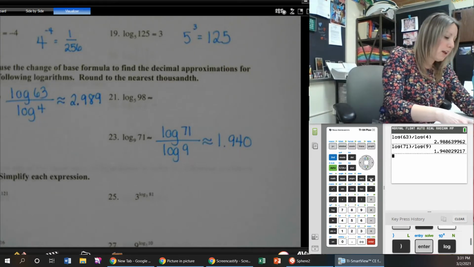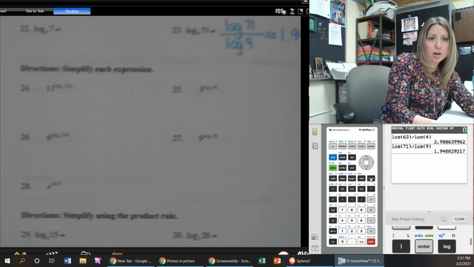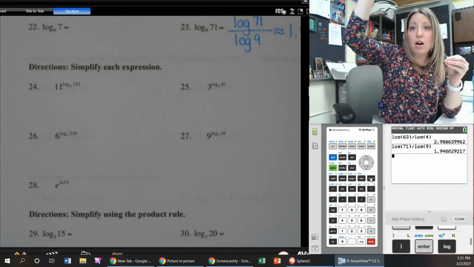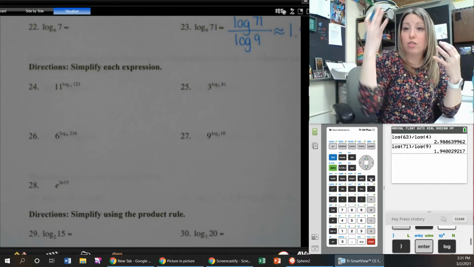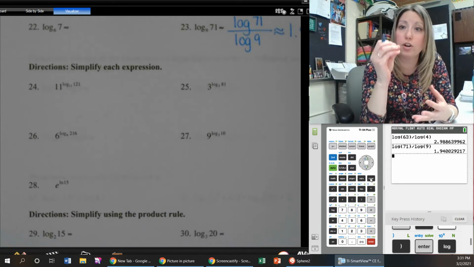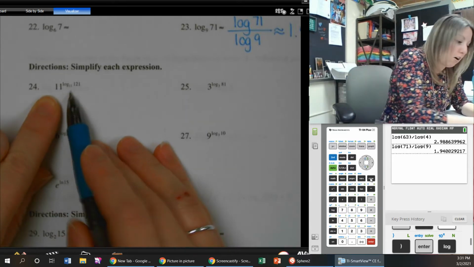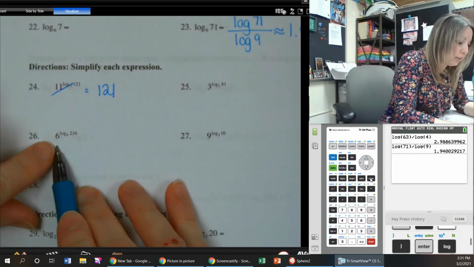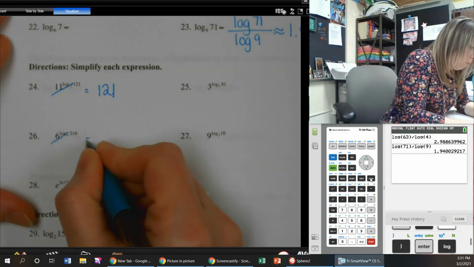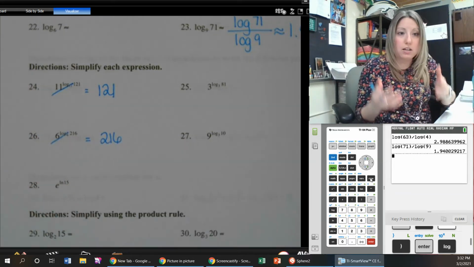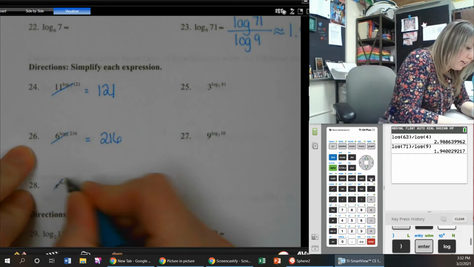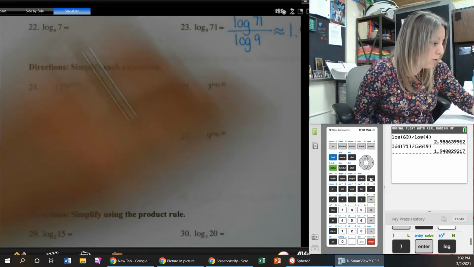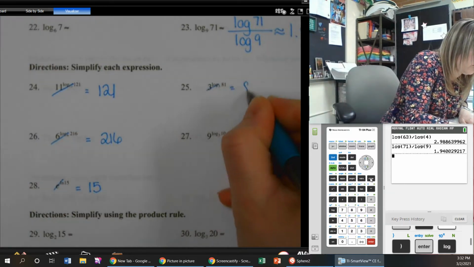Now, these guys, remember, if your base and the exponent that has the log in it has the same base on that log, those pieces can cancel out and just your answer remains. So 11 raised to log base 11 cancels out. What's the final answer? 121. 6 raised to log base 6 cancels out. What's the final result? 216. e raised to ln cancels out. What's the answer? 15. But, oh, this one cancels too. 3 raised to log base 3 cancels, leaves me with 81.